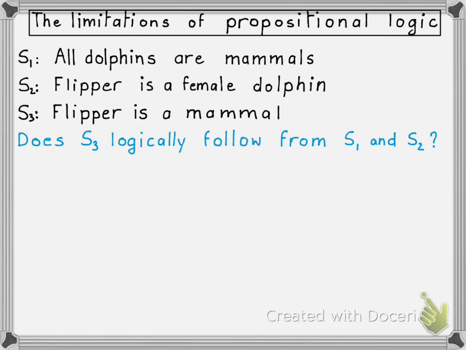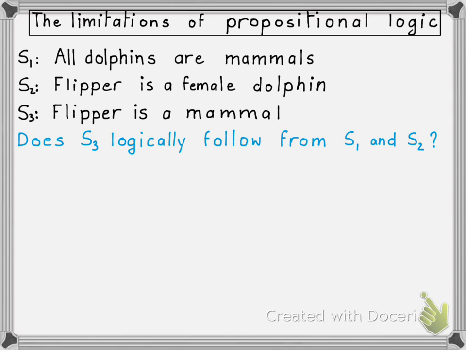And the easy way to answer that question is to build a truth table for S1, S2, and S3, then look at all the rows where S1 and S2 are both true, and check that in all of these rows, S3 is also true. And that would prove that the argument is valid, right? But before we do all of that, let's just think about this argument in a non-formal way and try to determine for ourselves whether it is actually valid.